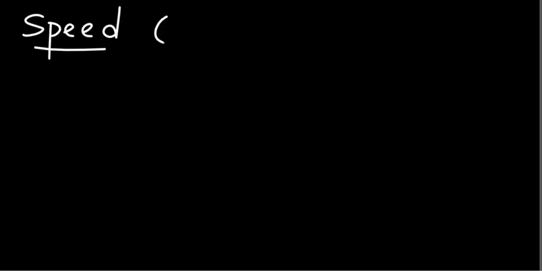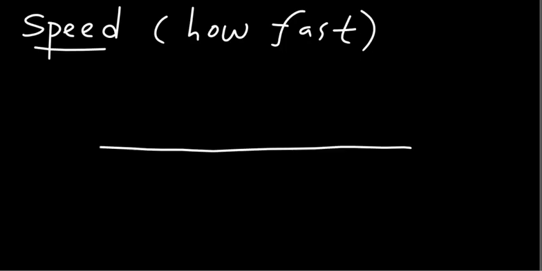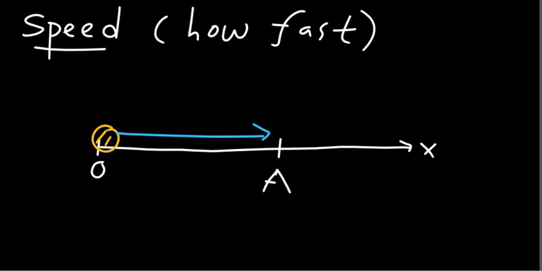Speed is a measure of how fast something moves, or more accurately, how fast an object covers a certain distance. Let's assume you have an object that is moving along the x-axis, as shown. So it moves all the way until it gets to a certain point. Let's call that point A. It is a distance, say 10 meters away from the origin. Assume the object takes 2 seconds to cover that distance.